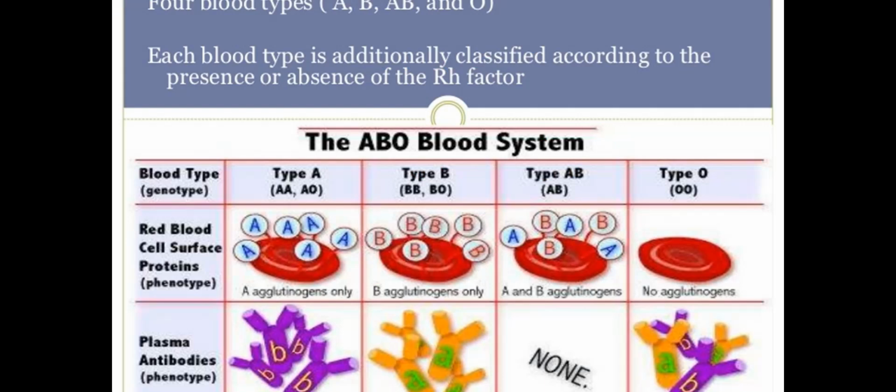As you all know, there are 4 types of blood group, that is A, B, AB and O. Each blood type is additionally classified according to the presence or absence of the RH factor. So this is the picture that is showing that each blood group has agglutinogens and agglutinins.